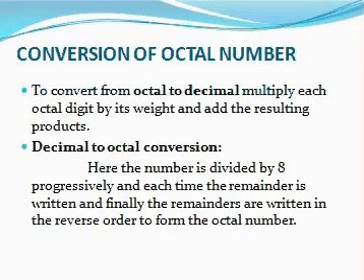And next one is decimal to octal conversion. Here the number is divided by 8 progressively, and every time the remainder is taken into account, and finally all the remainders are written in the reverse order. So that will give the octal equivalent of a decimal number.